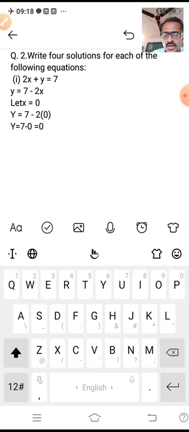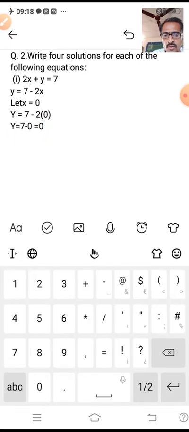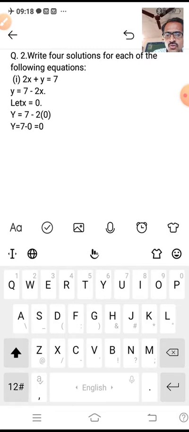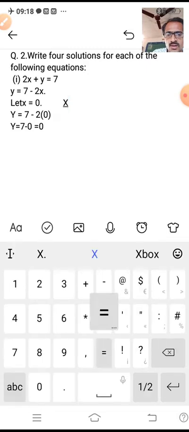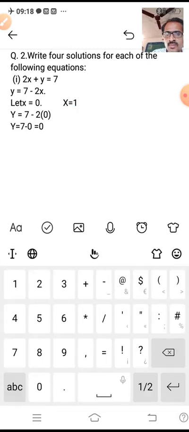Now to find out the second solution, one more value of x we are going to take. Let us take one more value of x. Suppose I take x equals 1, then let us substitute values.